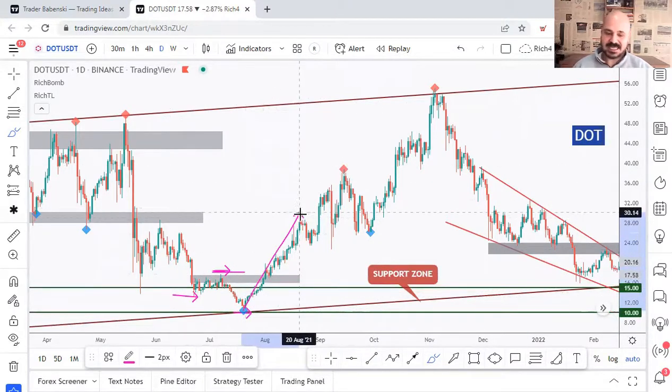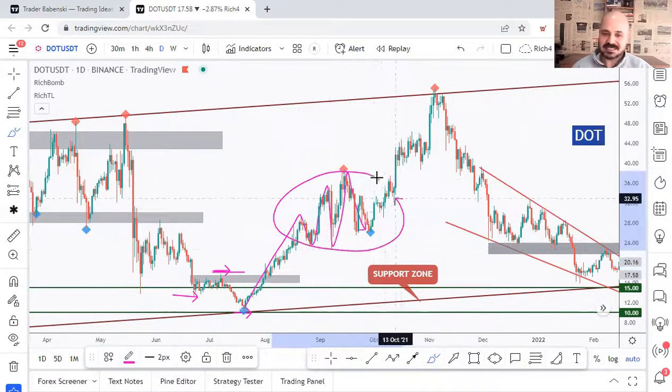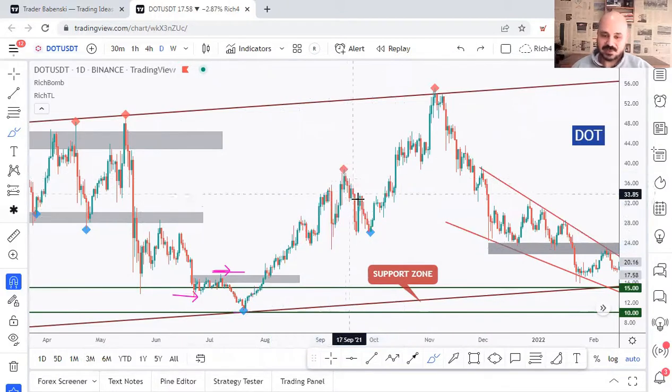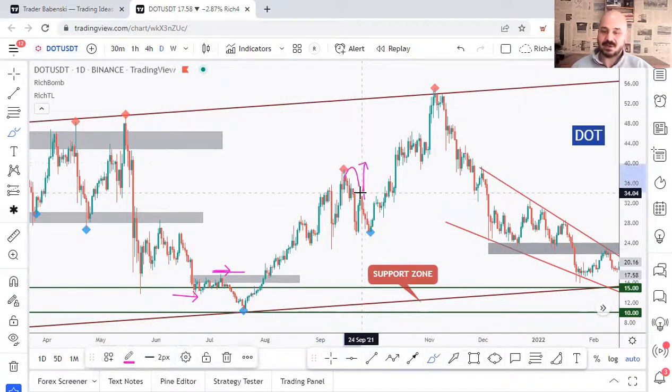This is our impulse, a very small correction, another impulse, another correction, another impulse, and we can see that the price is stuck inside a range and failed to make a higher high here, instead made a lower high, which is an early alert that a potential reversal might happen.